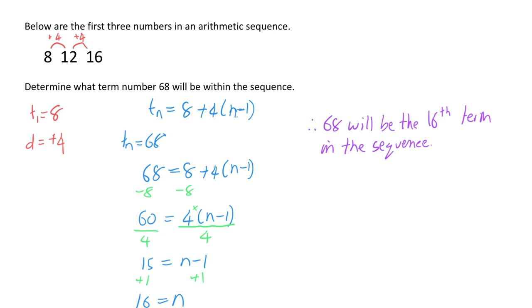So I finish off by answering the question. Therefore, 68 will be the 16th term in the sequence. That's an example of how I can find a term number if I know the value of the number within an arithmetic sequence.